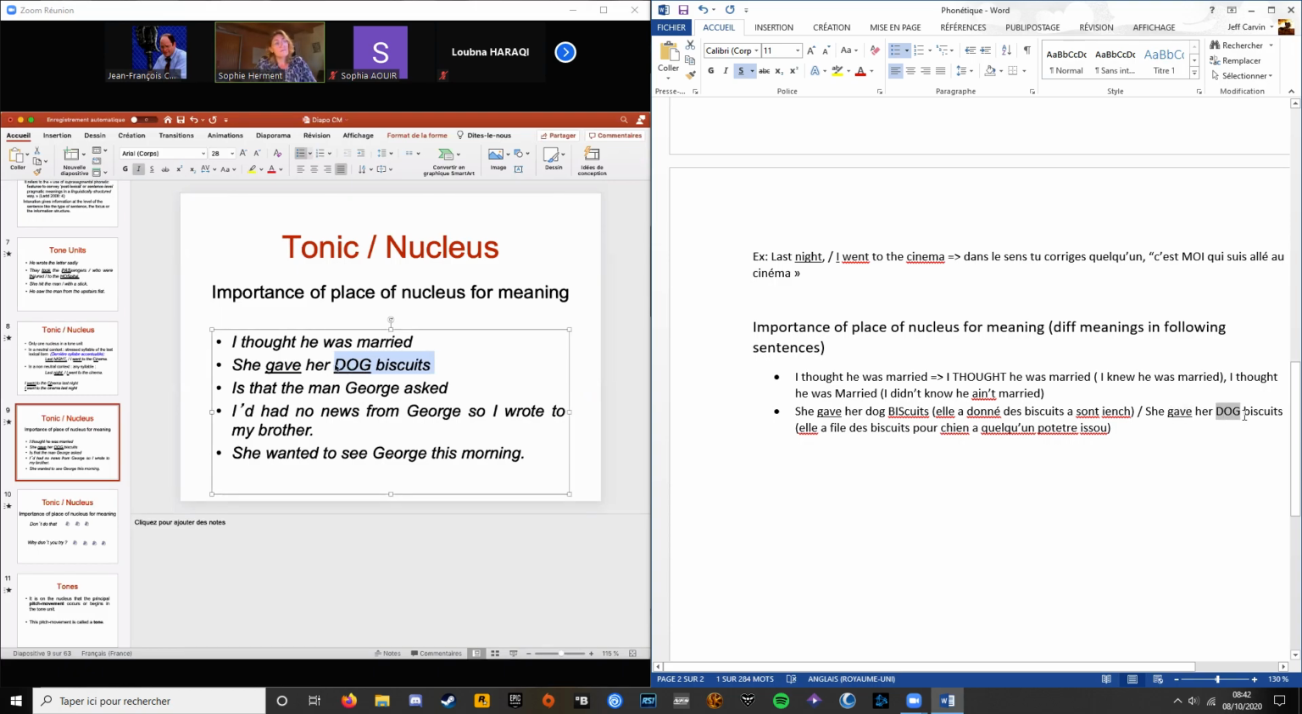Okay? Because a compound, as you probably saw last year, is normally stressed on the first element. So if you say dog biscuits, you make a compound. Biscuit pour chien. Okay.